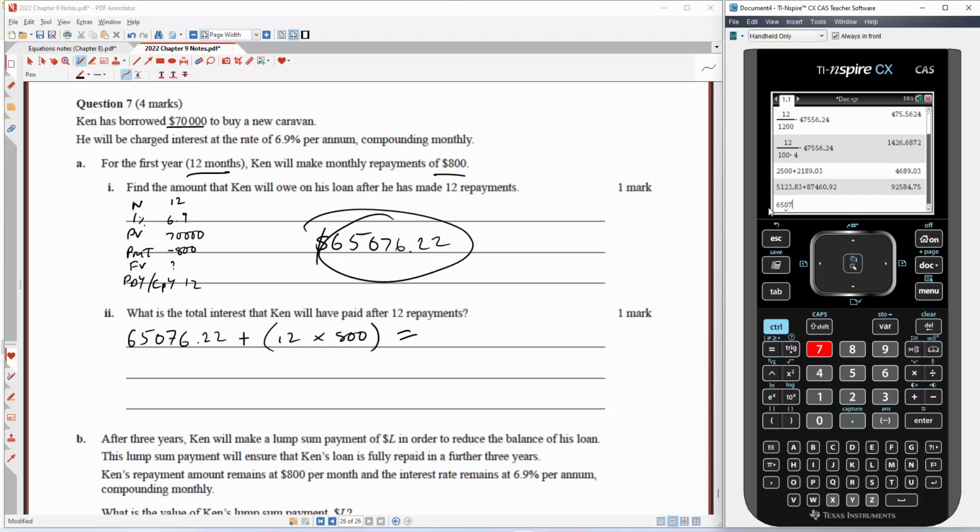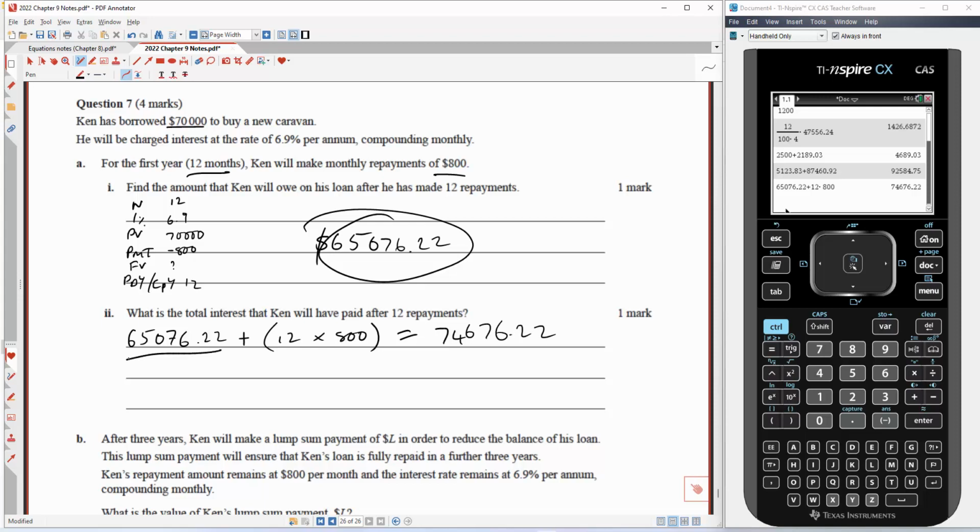65076.22 plus 12 lots of 800 equals 74676.22. So notice that I looked at the future value of the loan after 12 payments, and it says that I owe this much here, or Ken does.